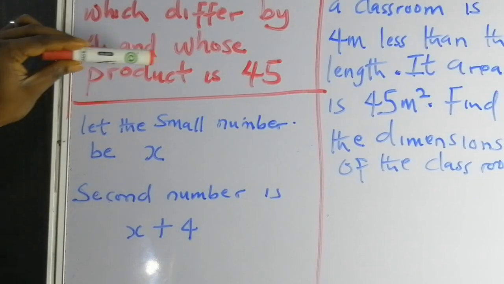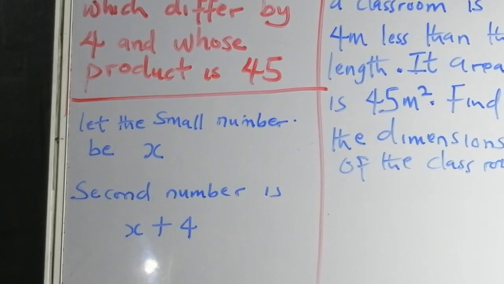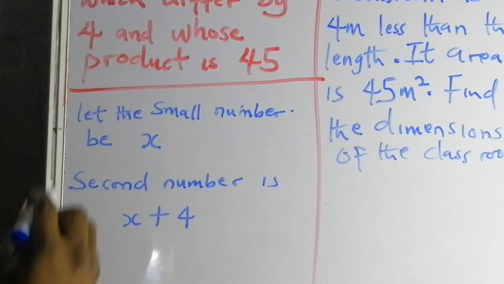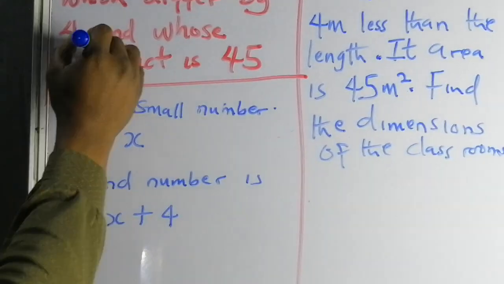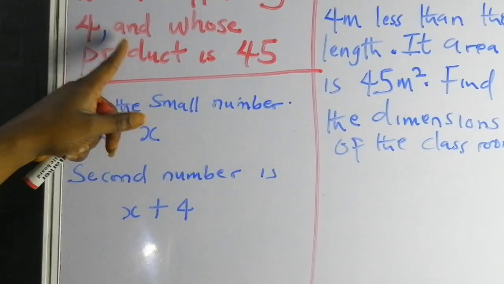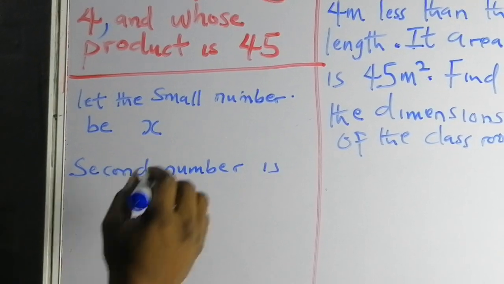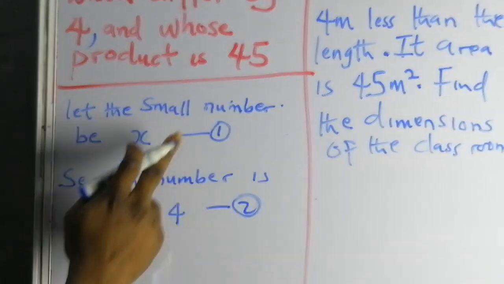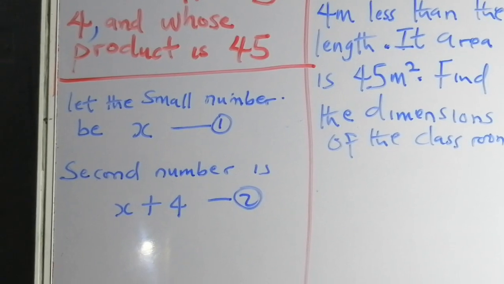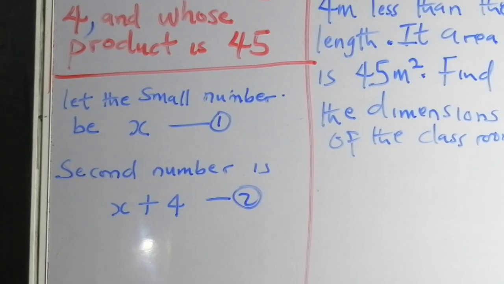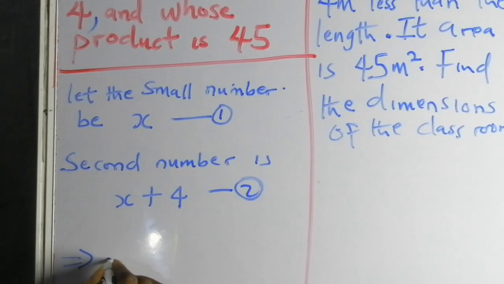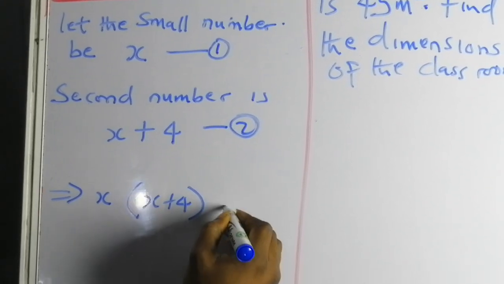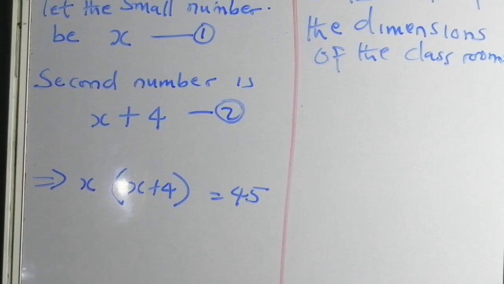And they now said here, whose product is 45. Look at it very well. That is simple English. The first statement is find two numbers which differ by 4. This is another statement, and now this is the third statement: the product. What did they mean by the product? This is 1, this is 2, and 1 and 2 multiplied is equal to 45. They are still referring to the two numbers. So the product is 45. This implies that x and x plus 4, which is the product, is equal to 45. It's as simple as that.